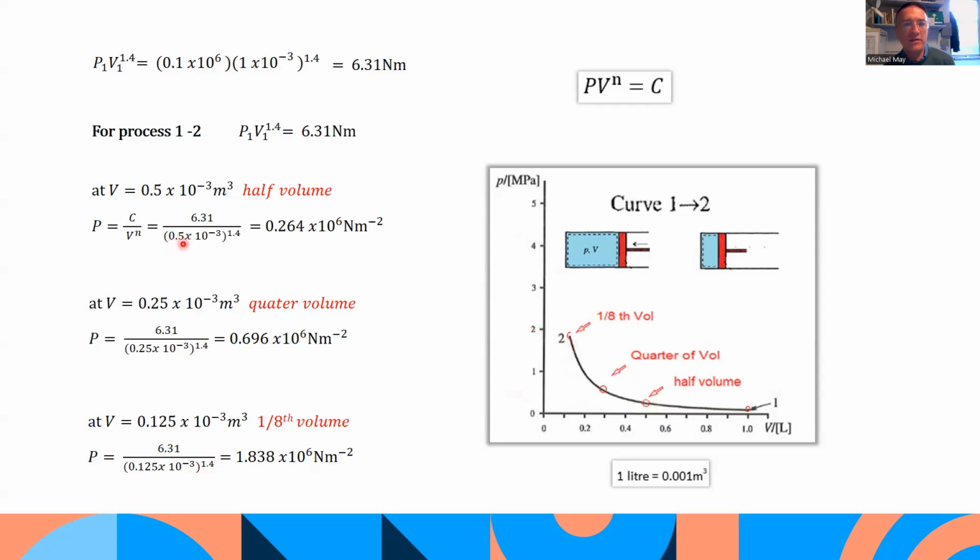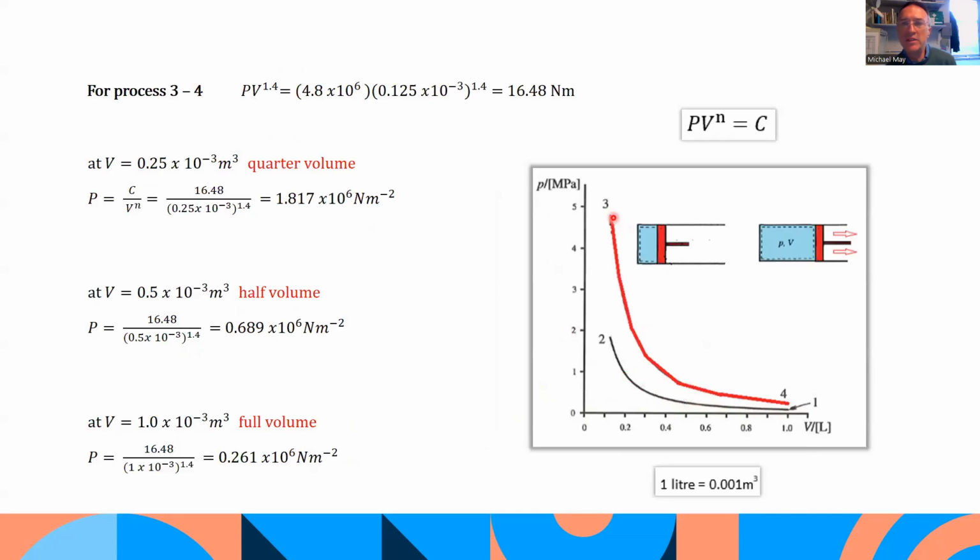At half a liter in meters cubed, with the constant and the polytropic exponent, we work the pressure out to be 0.264 times 10 to the power of 6 newtons per meter squared. At a quarter of a liter, it works out to be 0.696. And at 1/8 of a liter, it works out to be 1.838. So we have our pressures and our volumes, and we can plot this line roughly.